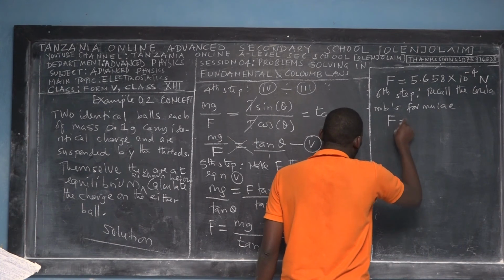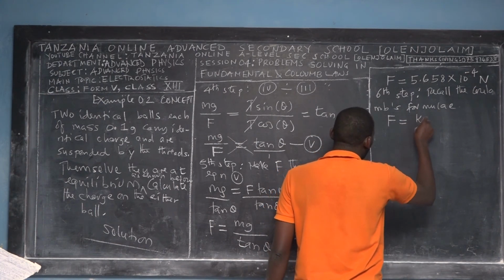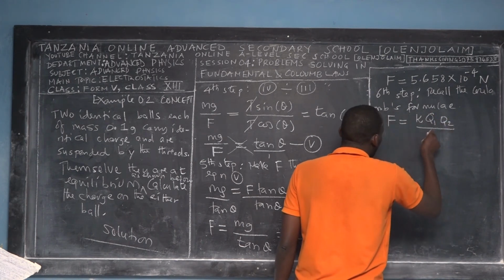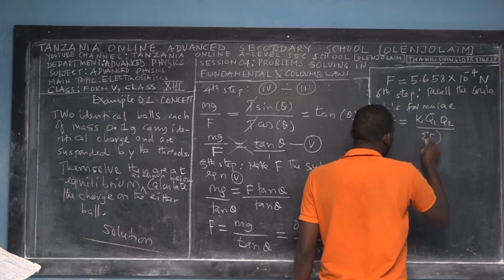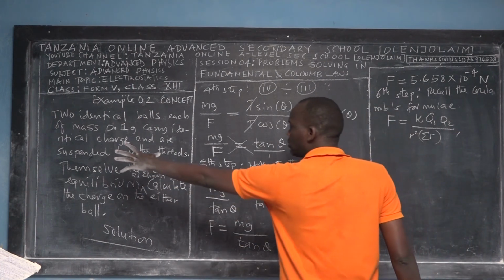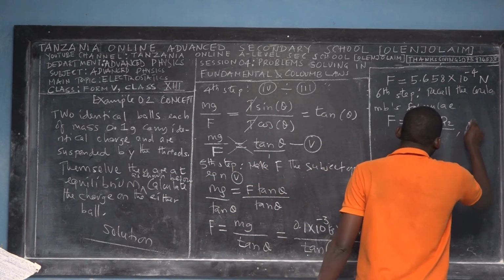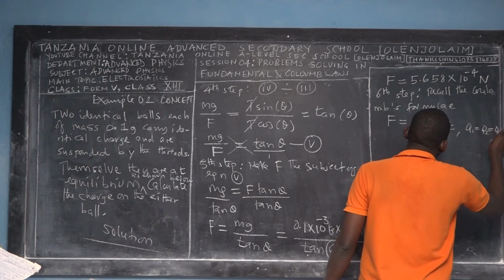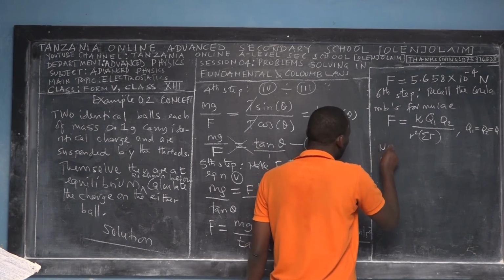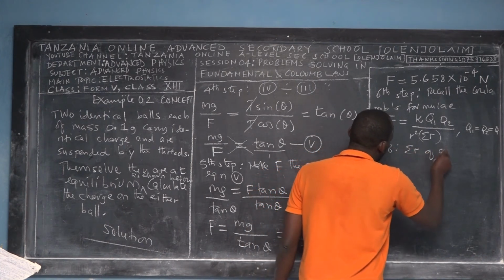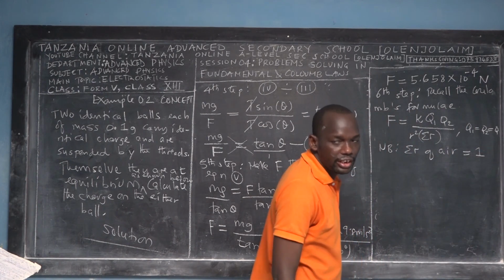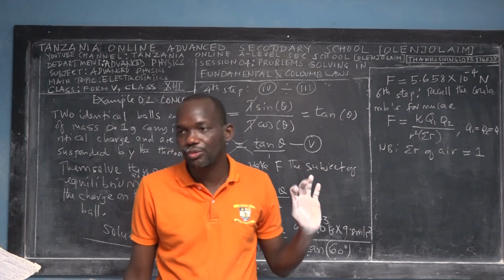We say simply force of repulsion, for this case, is equal to K Q1 times Q2 divided by the relative permittivity and the square of the distance, which is R. Well, the question has stated that these two balls have identical charges. So Q1 is equal to Q2 is equal to Q. Again, because the medium is not mentioned, you have to note this: the relative permittivity of air is always equal to 1. And if the medium is not mentioned, it means the medium is free space.